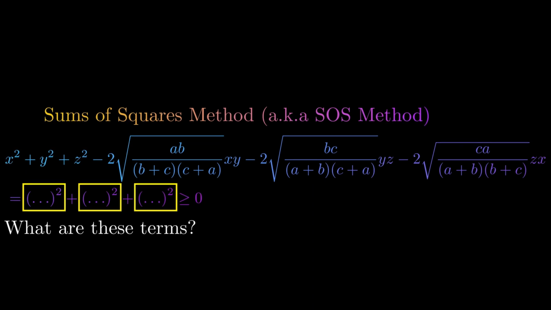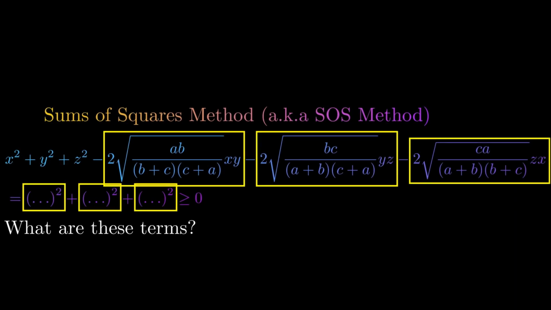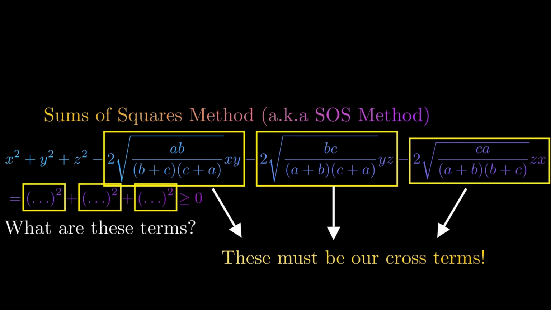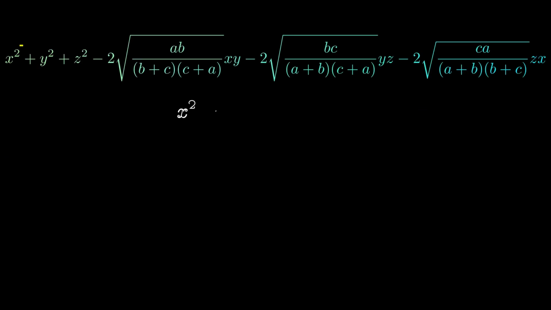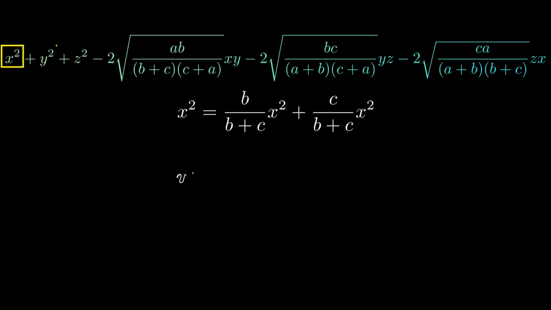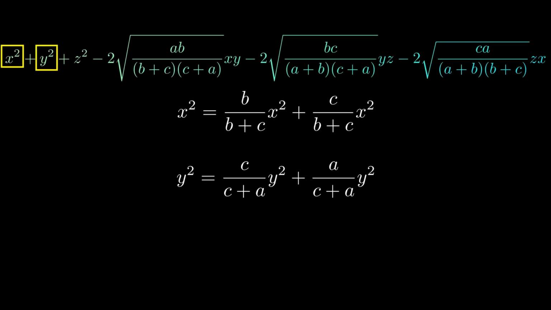Well, the trick here is to choose our candidates for completing the square, which we know these 3 terms must be our cross terms, and based on this information, I'm going to rewrite x squared as b over b plus c times x squared plus c over b plus c times x squared. Notice that they sum to x squared. Doing the same thing for y squared and z squared, we will get similar expressions.